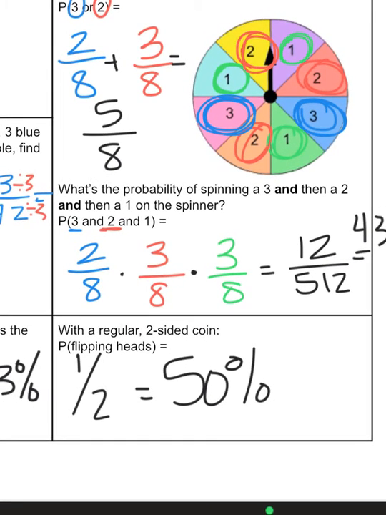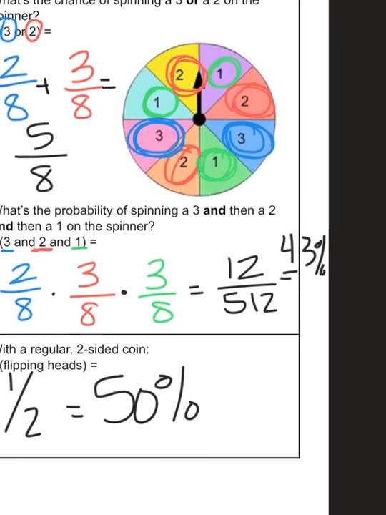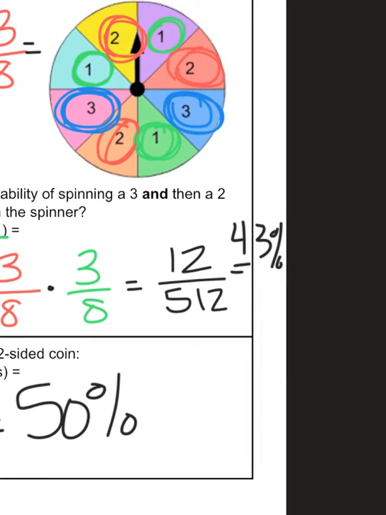On the bottom, same spinner, same colors. The only difference was we were also looking at the chance of spinning a 1. There were 3 1s, so we multiply across the top. 2 times 3 times 3 gives us 12. Across the bottom, 8 times 8 times 8 gives us 512. I didn't want to simplify, so I just made it into a percent.